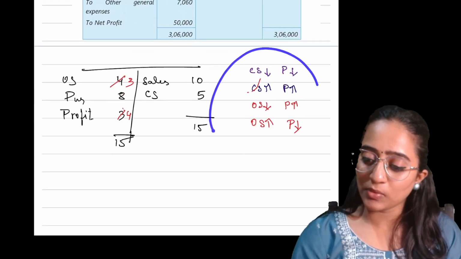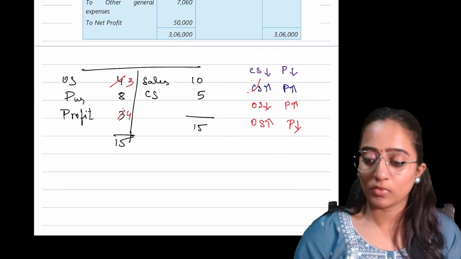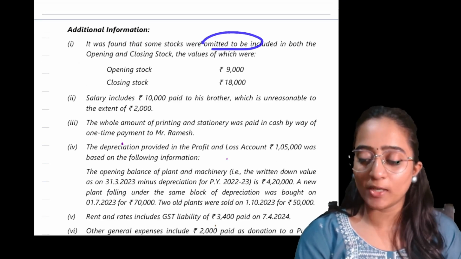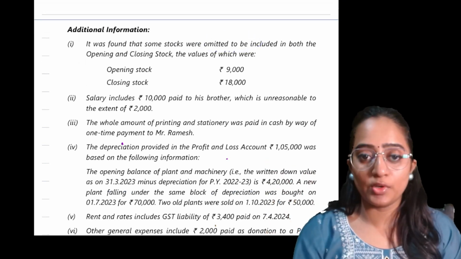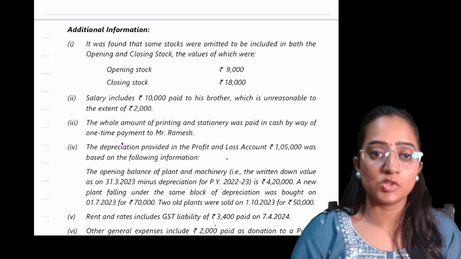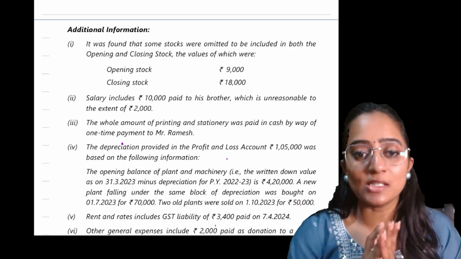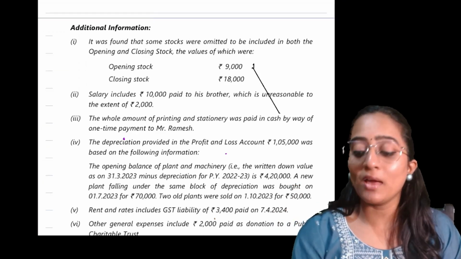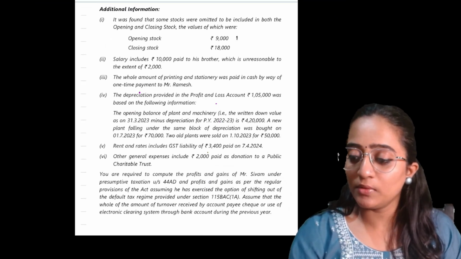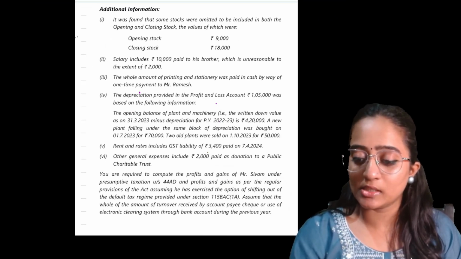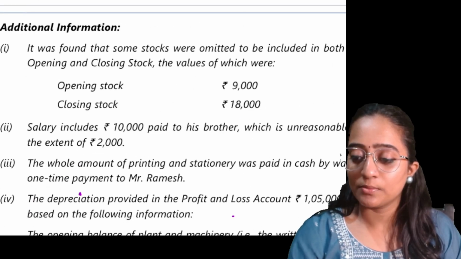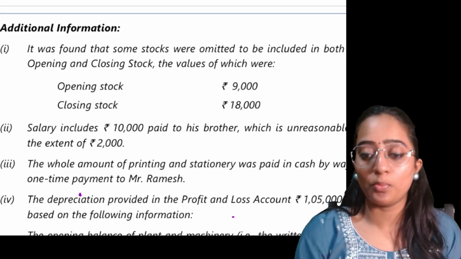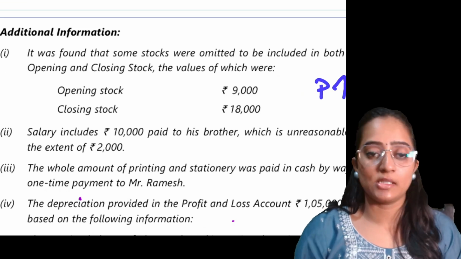Try to understand the same thing, what is given in the question. Here, in the question, it is stated that some stocks were omitted to be included. If it is omitted to be included, does it mean your valuation of closing stock and opening stock is undervalued or overvalued? Obviously, it is undervalued. So, if your opening stock decreases, what would have happened to the profit? Everyone, if your opening stock is decreasing, what would be the effect on profit? Profit would be increasing, correct?